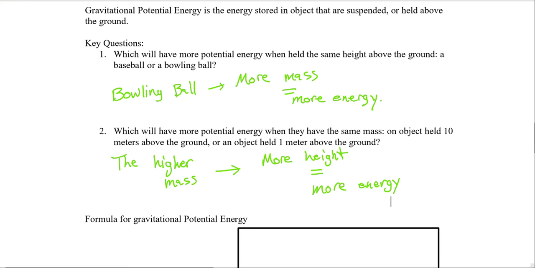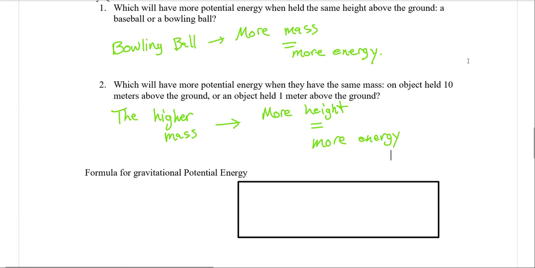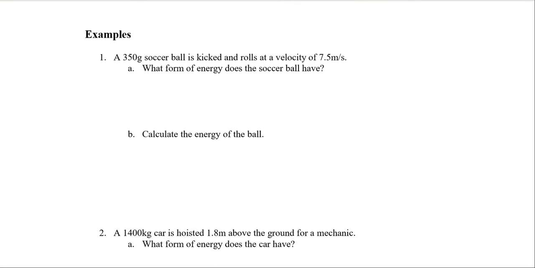So we have a simple formula here to help us calculate gravitational potential energy. Potential energy is equal to the mass of an object multiplied by g. G is the acceleration caused by gravity. Its value is 9.8 meters per second squared, multiplied by h. H is the height. Let's try working with these with some examples.